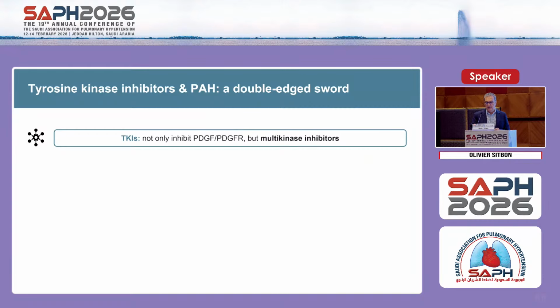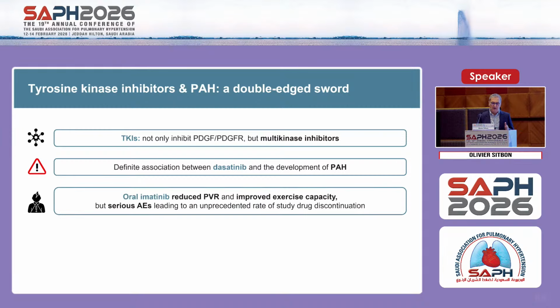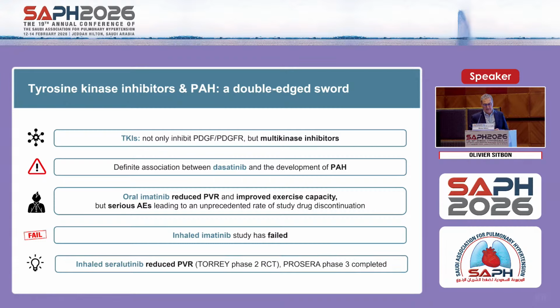So to conclude, TKIs not only inhibit PDGF and PDGFR, but are multi-kinase inhibitors. There is a definite association between dasatinib and the development of PAH. Oral imatinib reduces PVR and improves exercise capacity, but serious adverse events led to an unprecedented rate of study discontinuation. And finally, the inhaled imatinib study has failed, unfortunately, and there is hope with seralutinib because it reduced PVR, and we will see what happens in ProSERA.